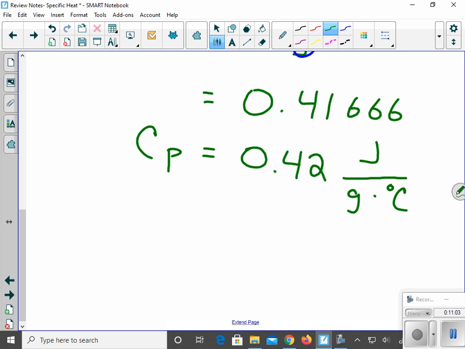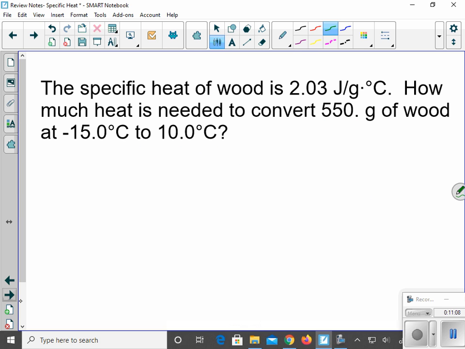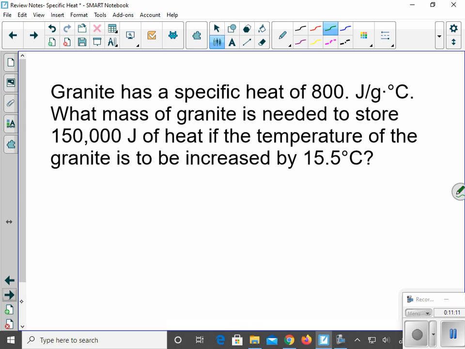Questions on that? Now here's our last one. Go ahead and copy this down. This is not our last one. This is our last one. Go ahead and copy this one down, and we will work it. Granite has a specific heat of 800 joules per gram times degrees Celsius. What mass of granite is needed to store 150,000 joules of heat if the temperature of the granite is to be increased by 15.5 degrees Celsius?